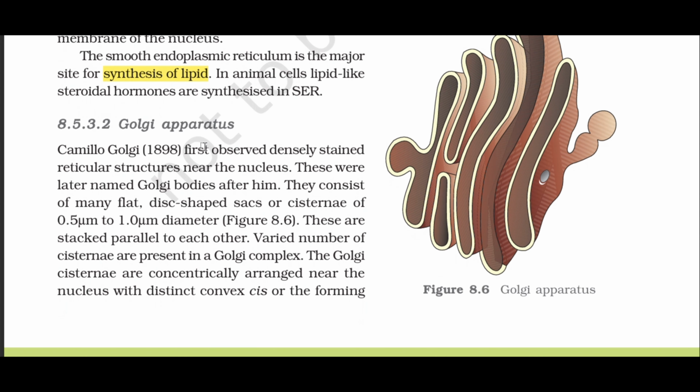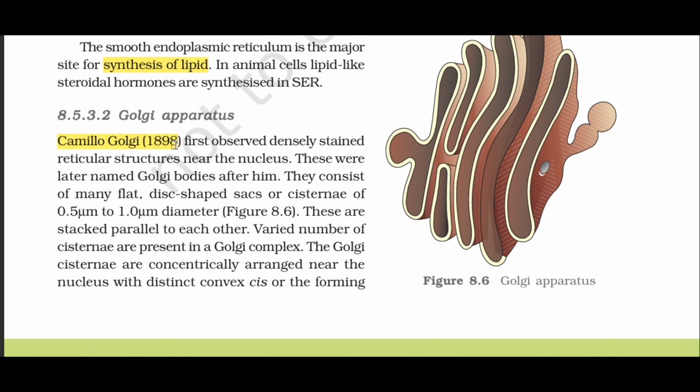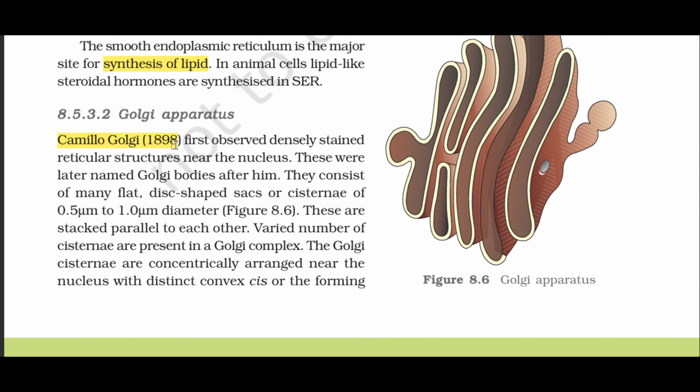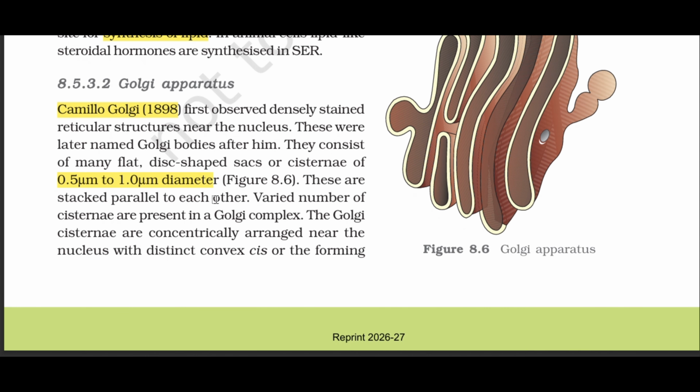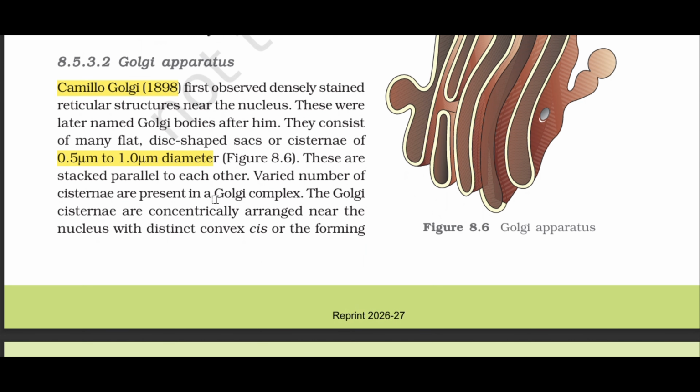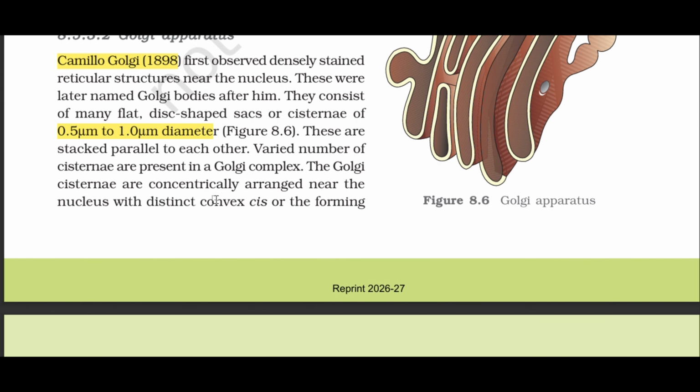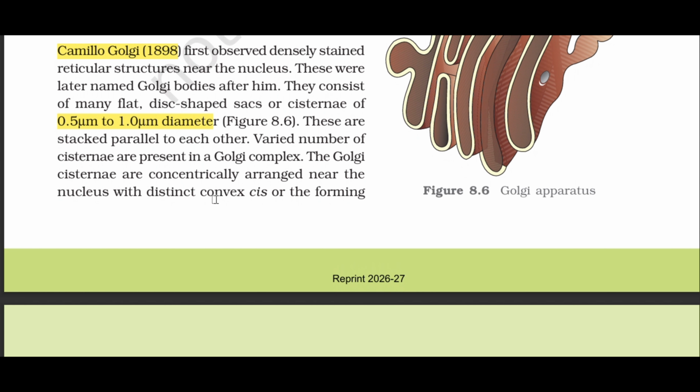8.5.3.2 Golgi apparatus. Camillo Golgi, 1898, first observed densely stained reticular structures near the nucleus. These were later named Golgi bodies after him. They consist of many flat, disc-shaped sacs or cisternae of 0.5 µm to 1.0 µm diameter, figure 8.6. These are stacked parallel to each other. Varied number of cisternae are present in a Golgi complex.